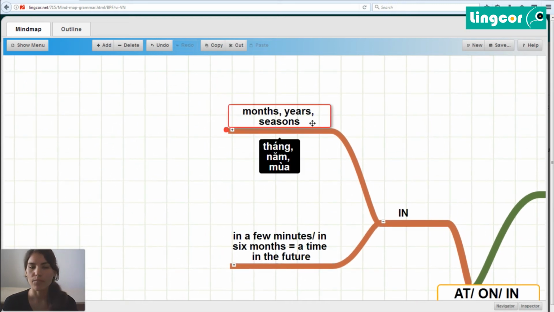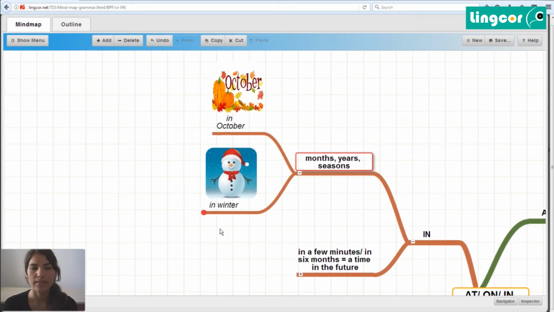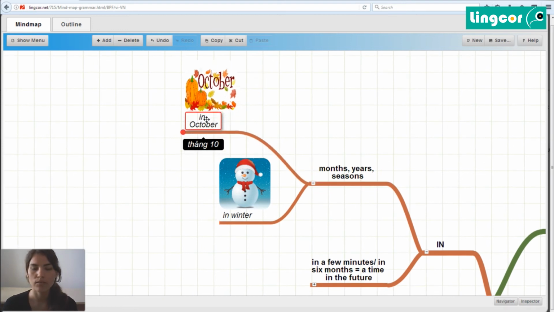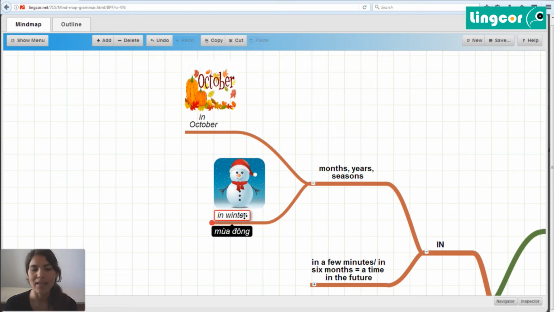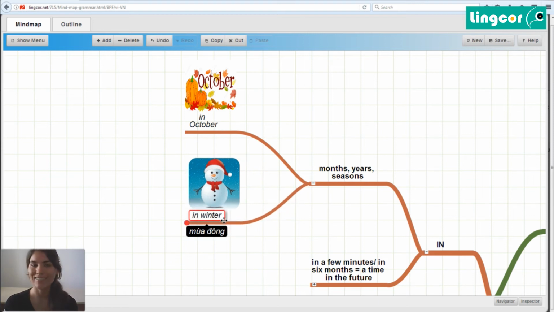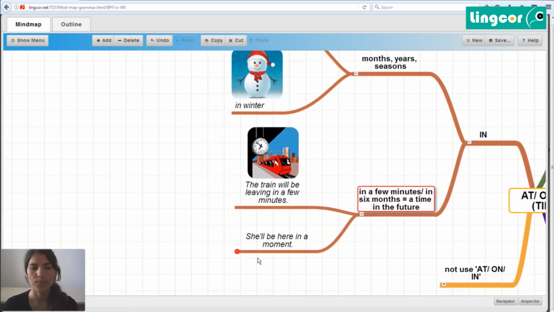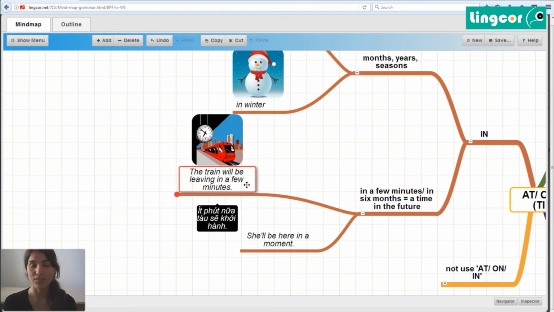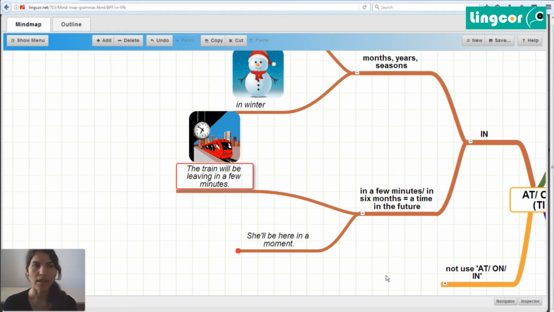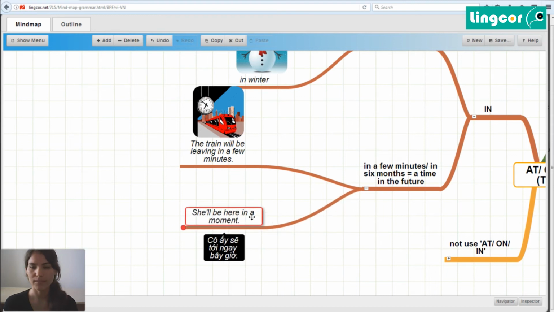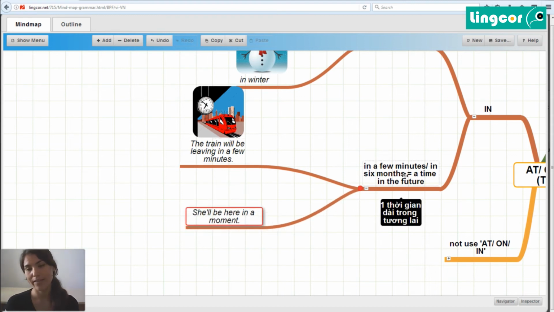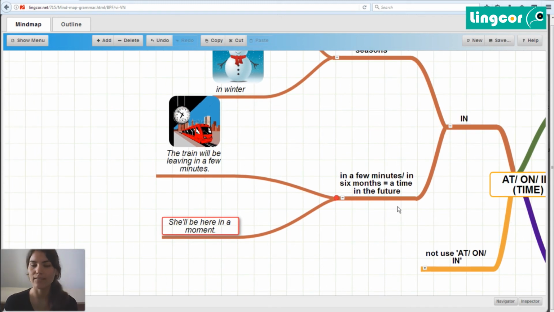So let's look at examples of months, years, and seasons where we can use in. So in October, which is a month, and in winter, which is a season. Now, in a few minutes, in 6 months, is a time in the future. For example, the train will be leaving in a few minutes. And she'll be here in a moment. So as you can see here, we're using these phrases to talk about a time in the future. This is all when we use in.